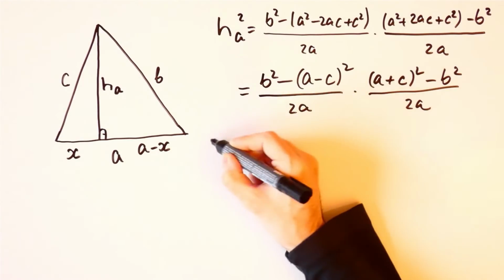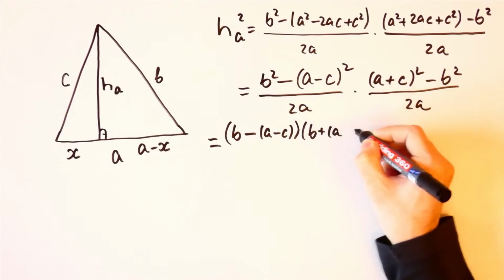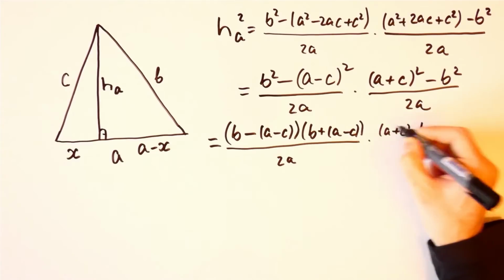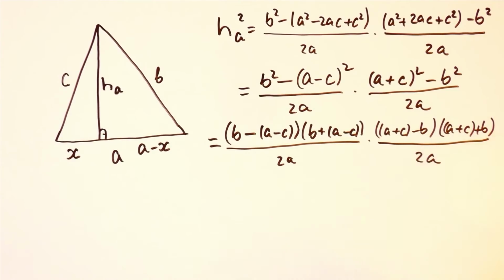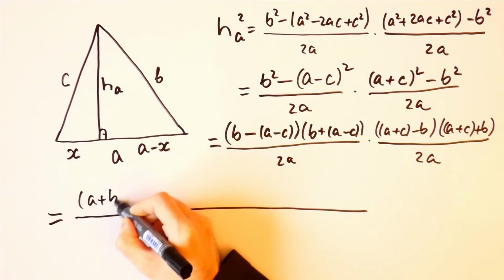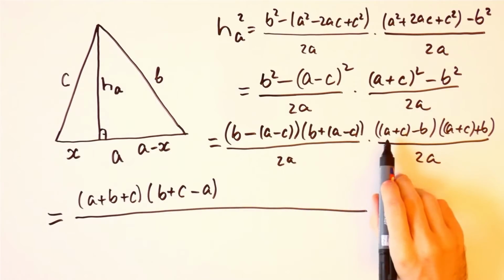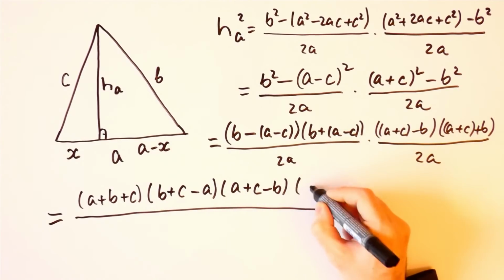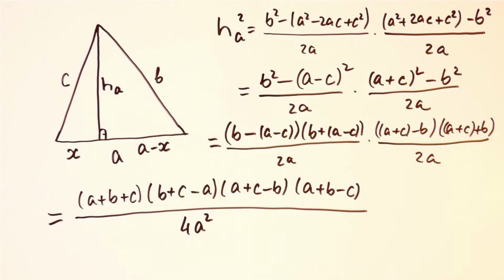But this is equal to (b minus a plus c) times (b plus a minus c) over 2a times (a plus c minus b) times (a plus c plus b) over 2a. And we'll just rearrange the terms, so we get that this is equal to (a plus b plus c) times (b plus c minus a) times (a plus c minus b) and times (a plus b minus c), and all of that over 4a squared. Now that we have expressed h_a squared in terms of a, b and c, let's find the area.